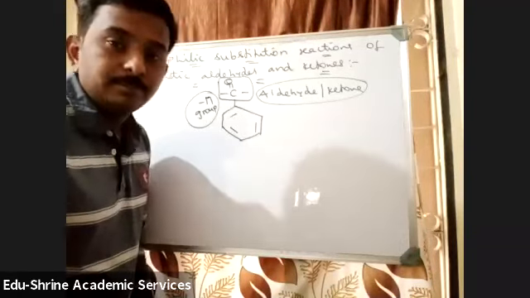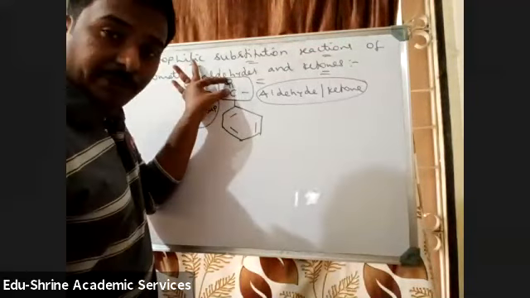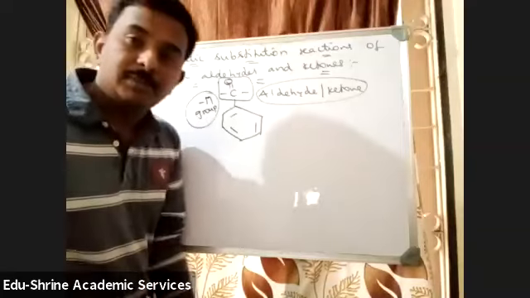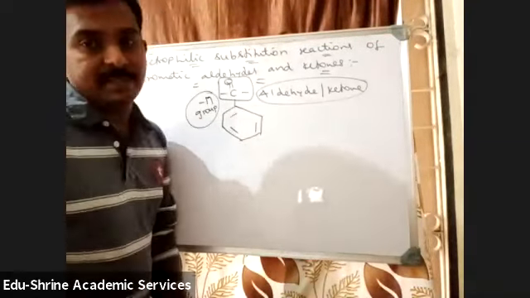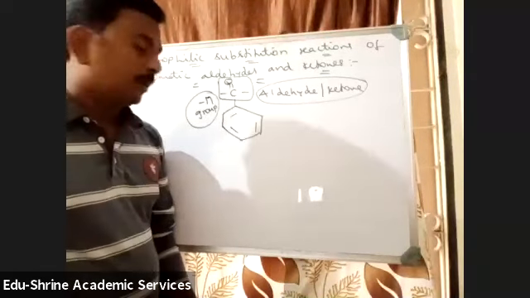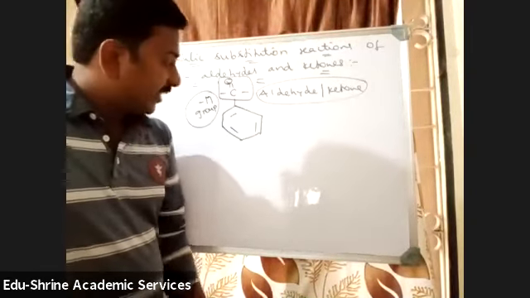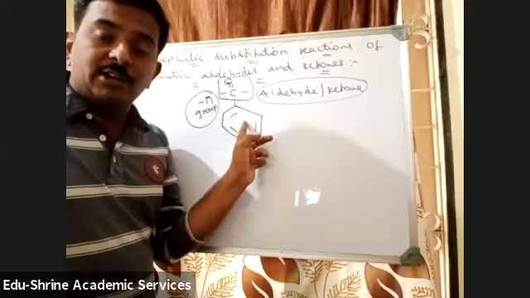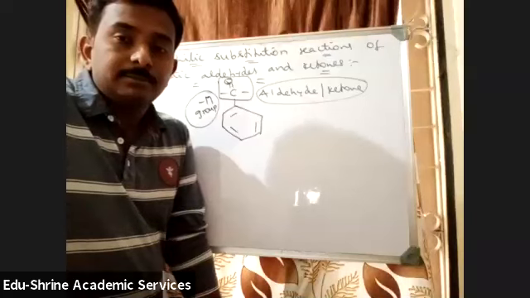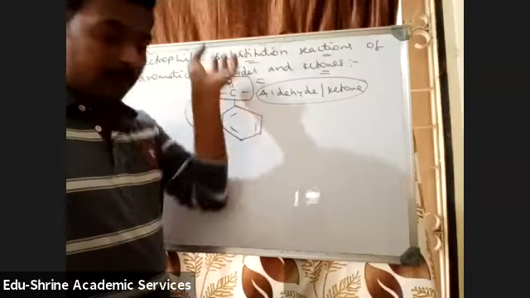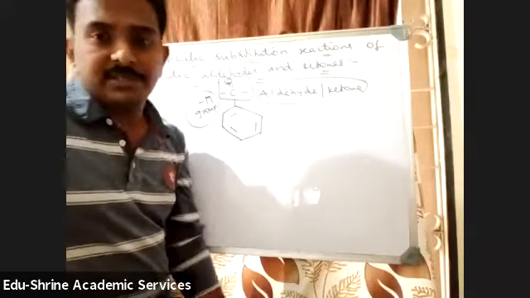It is a minus M group because there is unsaturation between the first atom and the second atom. Whenever there is unsaturation between the first atom and second atom, it will be a minus M group. Does a minus M group increase or decrease the electron density on the benzene ring? Decrease, because it will try to pull the electron density from the benzene ring.